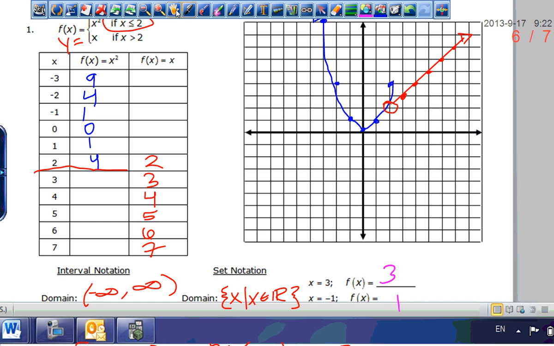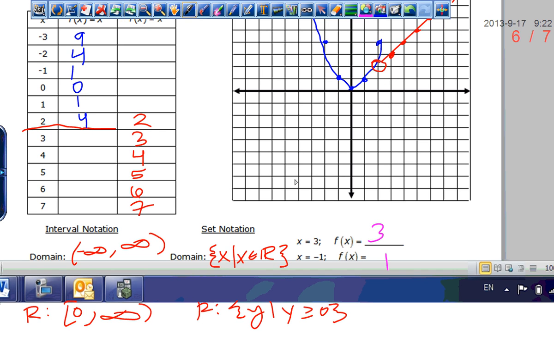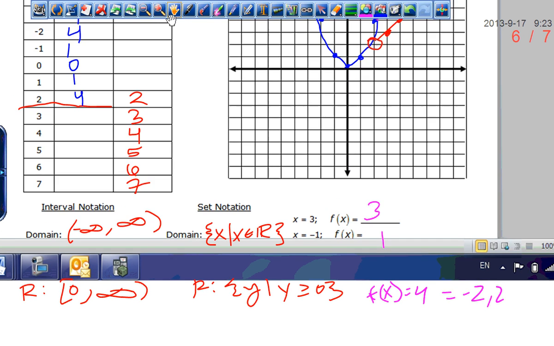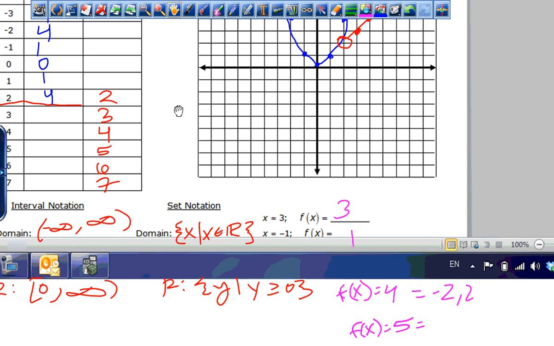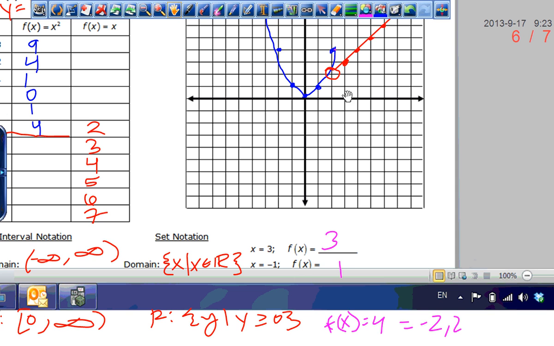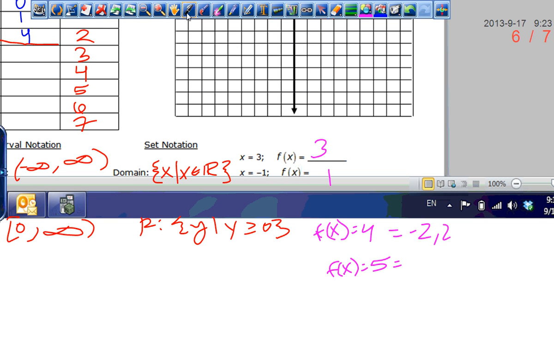Okay, this time it says when y is 4. So that's f of x. So f of x equals 4. What's my x value? Okay, so I got 2 for my x value and negative 2. Well done. So negative 2 and positive 2. And then my last one is what? f of x equals 5? Should only be one of those. So when my y is 5, my x is 5.